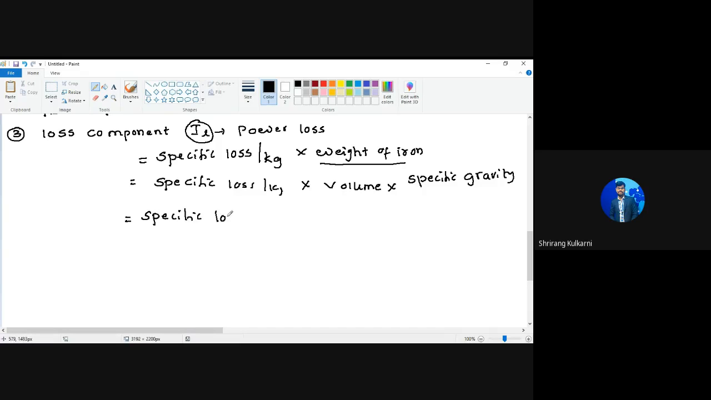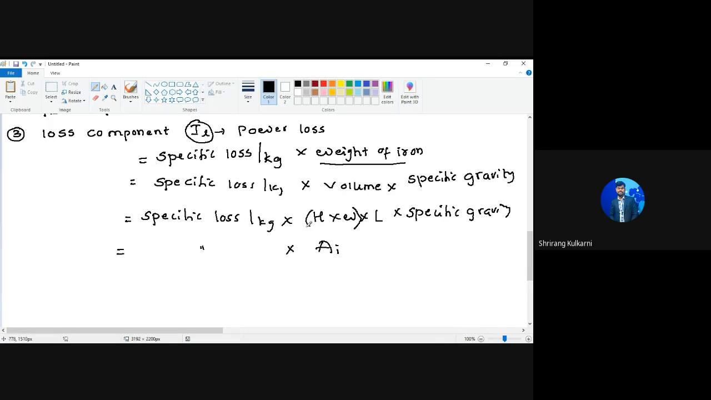Specific loss into height into width into length. Height, width, length gives the volume of the core, into specific gravity. Is that right? Have they given height and width? No, not given. Then how to do that? Height into width is nothing but the net area. Height into width gives the area of the core. Area of the core is given, Ai is given.